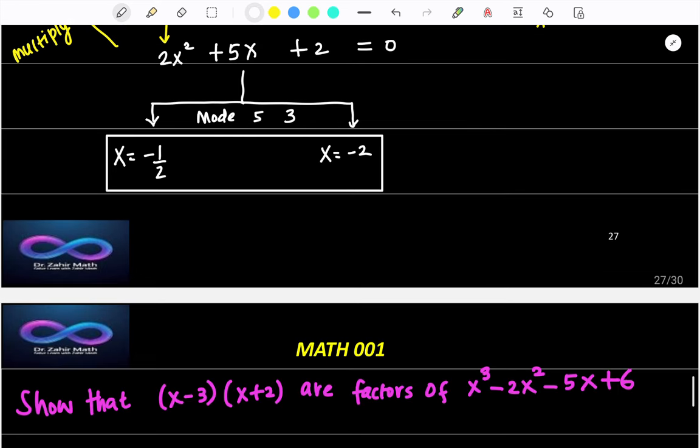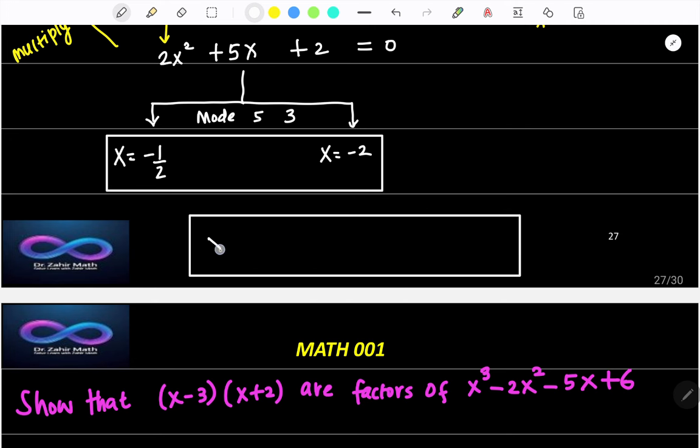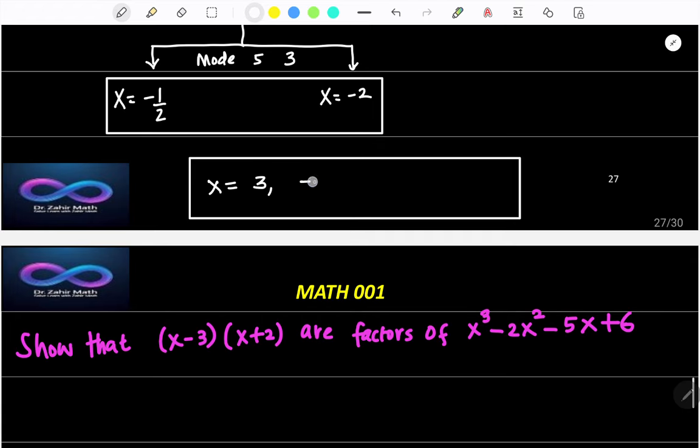So totally, the zeros are the final answer you're going to write. The zeros are, right? So I'm not writing English. Let me write the zeros, okay? So the zeros are x is equal to, what is our first answer? Which is 3. And then what is the second answer? Minus half. And then what is my third answer? Which is minus 2. Right?